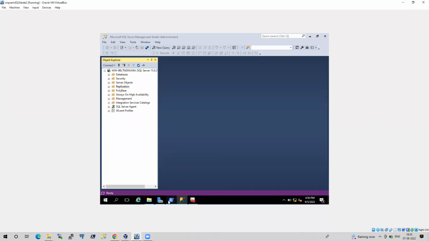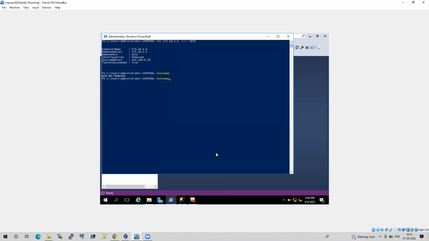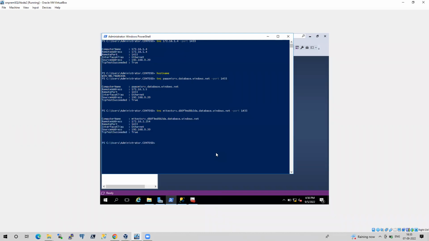Let me check now because I stopped something and I did something. Let me check this one. This is fine. How about management manage instance? Yeah, looks good. So I will just show you my on-prem setup.